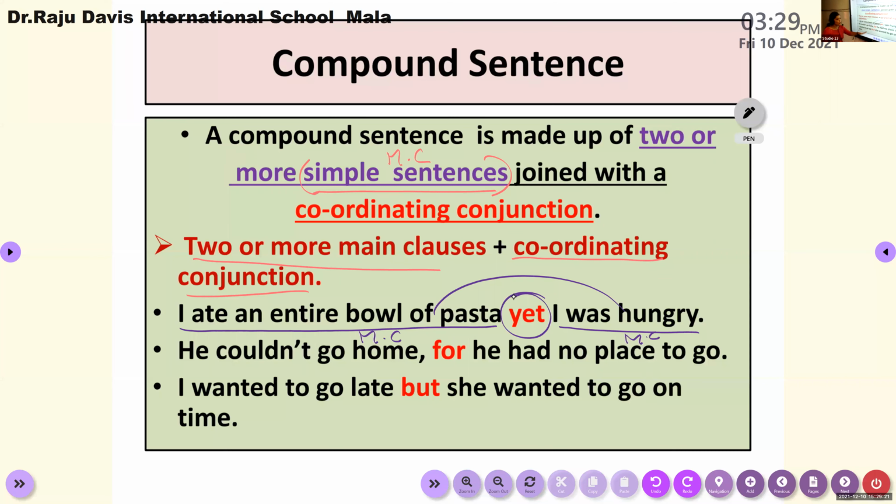He couldn't go home, right? So this is a main clause because it can stand by itself. There is no subordinating conjunction to make it a subclause, right? So this is a main clause. And he had no place to go is another main clause. There is no subordinating conjunction to make it a subordinate clause. So this is also a main clause. So two main clauses are connected with each other using for, F-O-R, for. Okay. I wanted to go late, but she wanted to go on time.